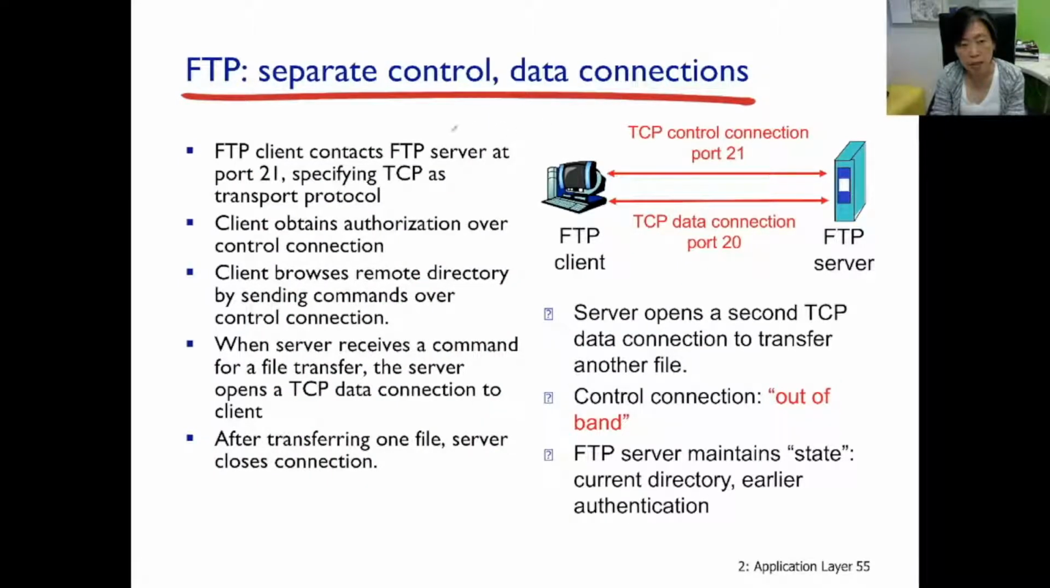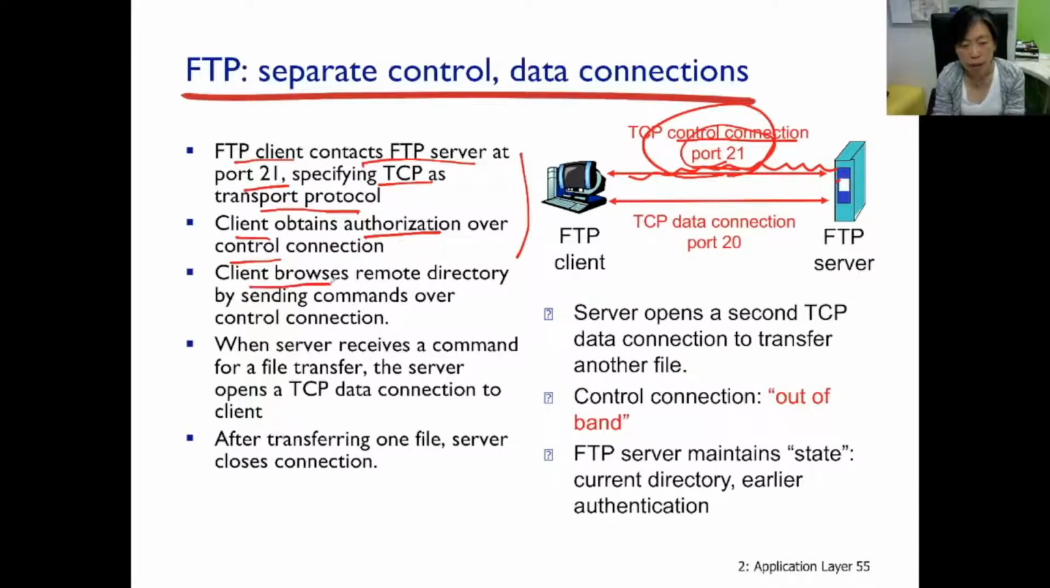Let's take a closer look at the message exchange. FTP clients contact the FTP server at port 21, specifying TCP as the transport protocol. So FTP uses TCP just like HTTP as the underlying transport layer service. Then the client will try to authorize itself into the server over a control connection. The client will establish a control connection towards port 21 at the remote host. Messages saying I want to log in, here's my password, will go on this connection.